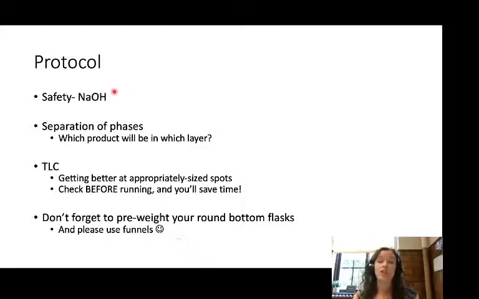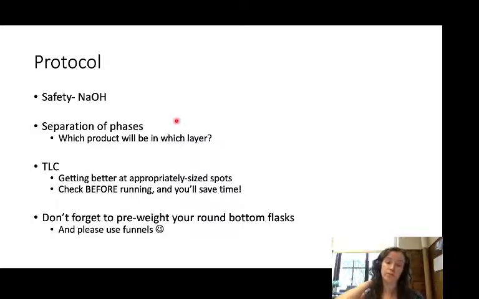I do want to mention that our catalyst this week will be solid NaOH. Sodium hydroxide is corrosive, particularly to skin. So please be very careful when you're using this in your reaction. You'll grind it up in a mortar and pestle. Be very careful when you do that.